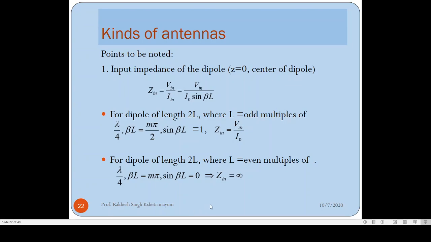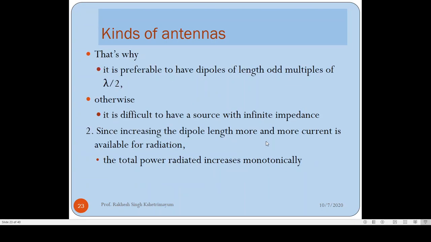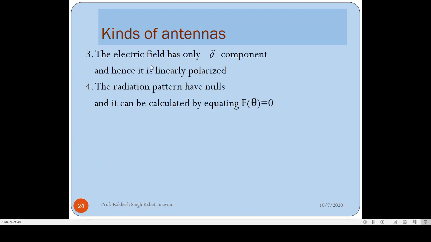So this even multiple of lambda by 2 for the length of the dipole 2L is not used for practical application because of the problem in impedance matching. So we usually take the total length 2L of the dipole antenna as an odd multiple of lambda by 2, because impedance matching is easier for that. And as you already know, as the length of the dipole becomes more and more, the total radiated power increases. As the size of the antenna increases, the total radiated power also automatically increases. And the electric field has only a theta component, so it's linearly polarized along the theta direction.